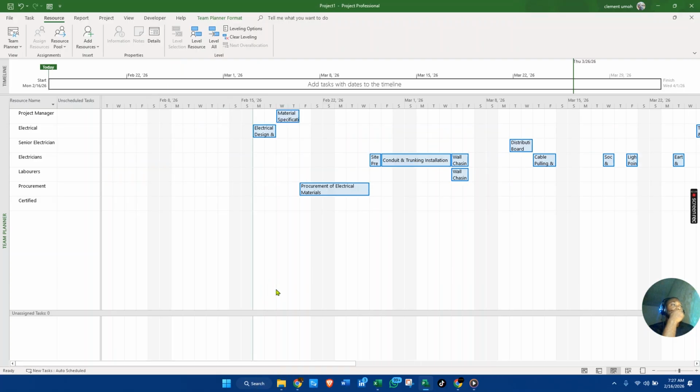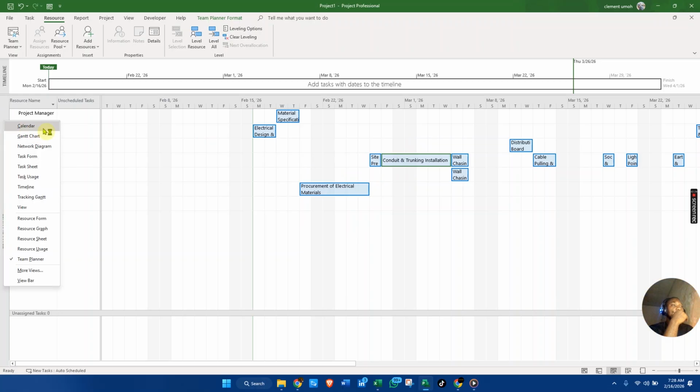So for the manager, we have Wednesday and Tuesday. Electrical engineer, we have Mondays, Tuesday, Wednesday and Thursday, Monday and Tuesday. So you see how the different dates have been assigned to the different stakeholders involved in the project.